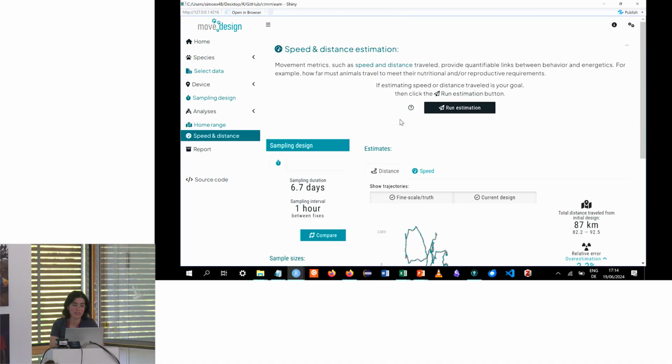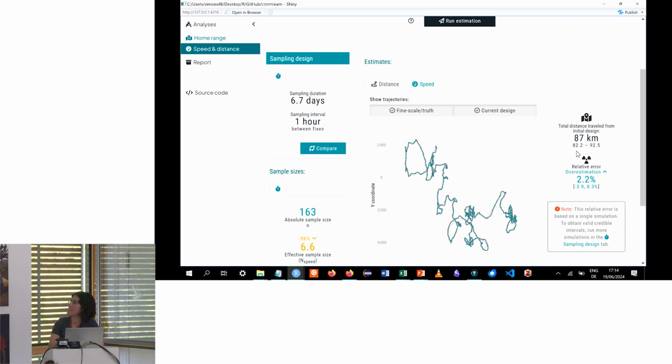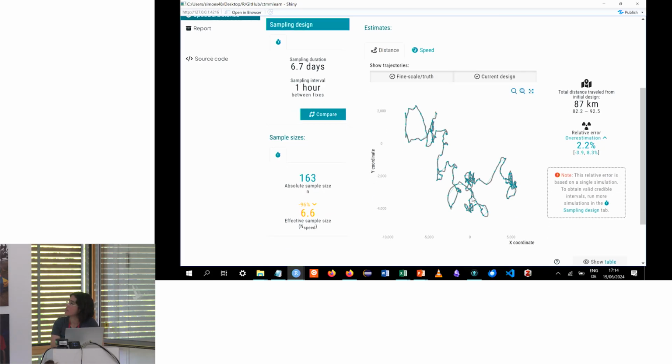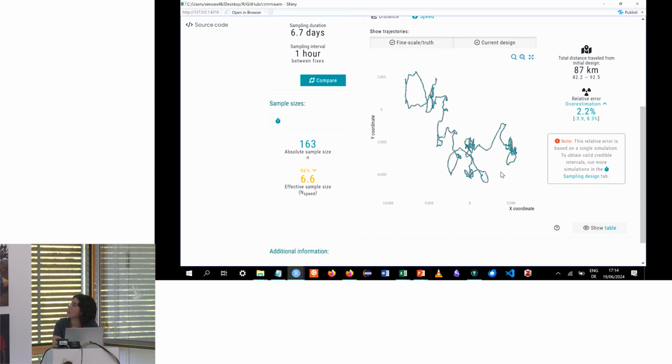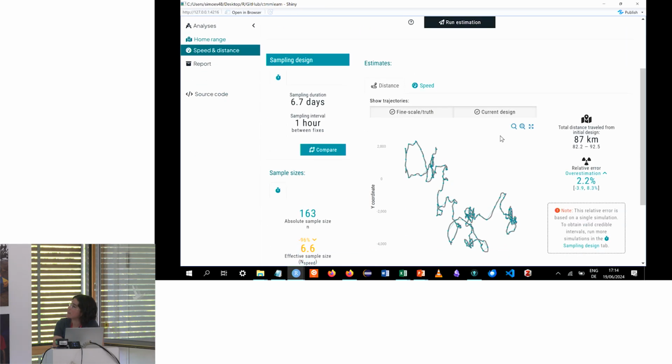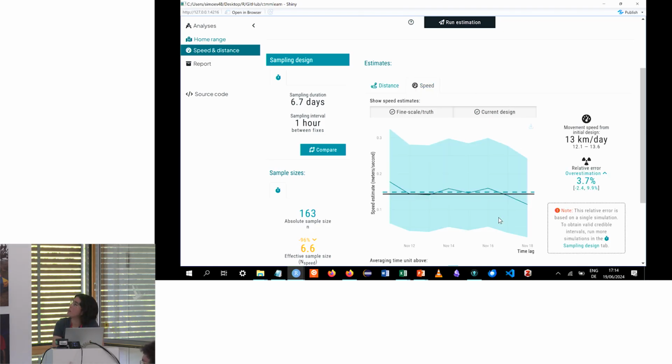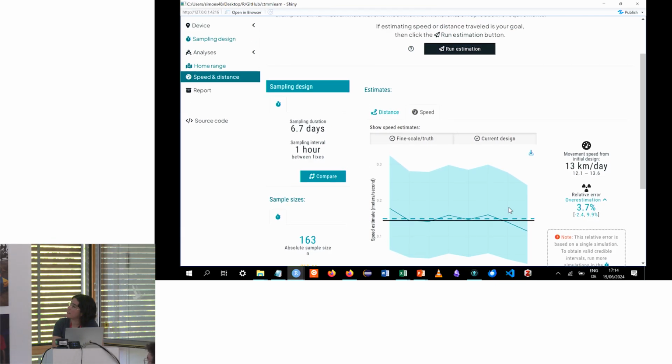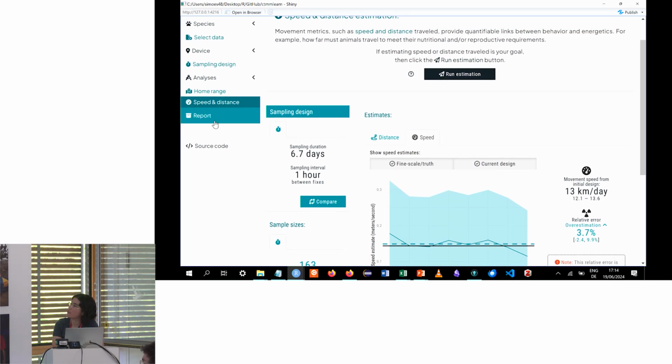There we go. Okay, so this is the output from the speed and distance, showing essentially the true trajectory and then the simulated trajectory and the error that we get, which is not too bad relatively, especially compared to the home range estimate that we're getting. This is for distance, and then you can see for speeds. This is the true value, so it's very close to the true value.